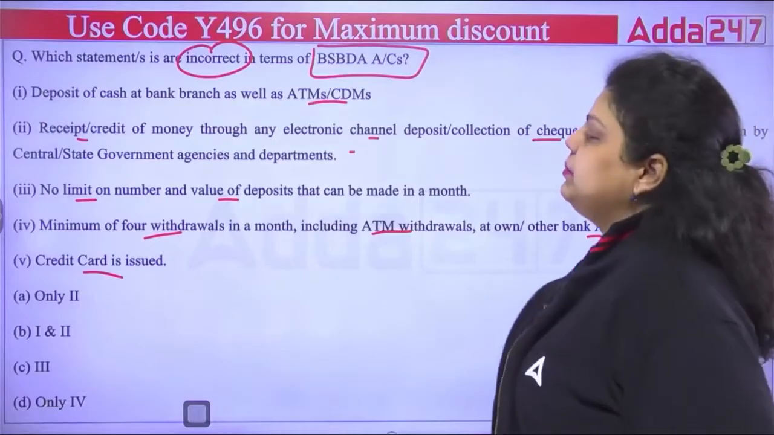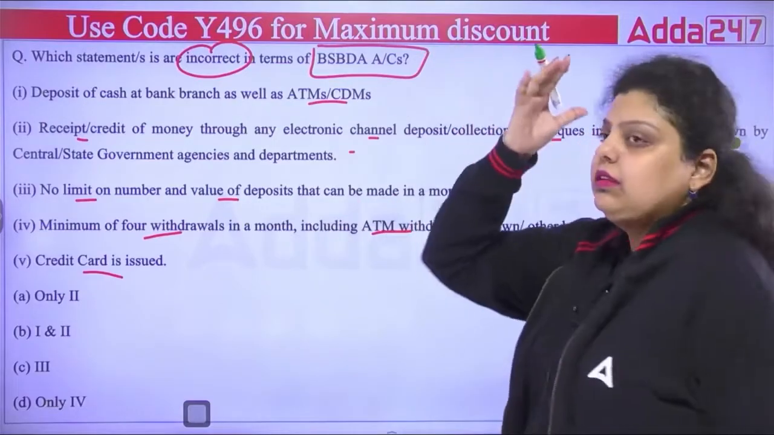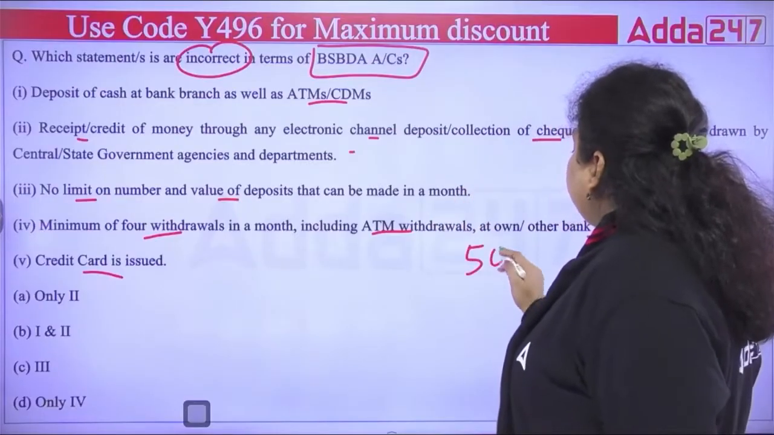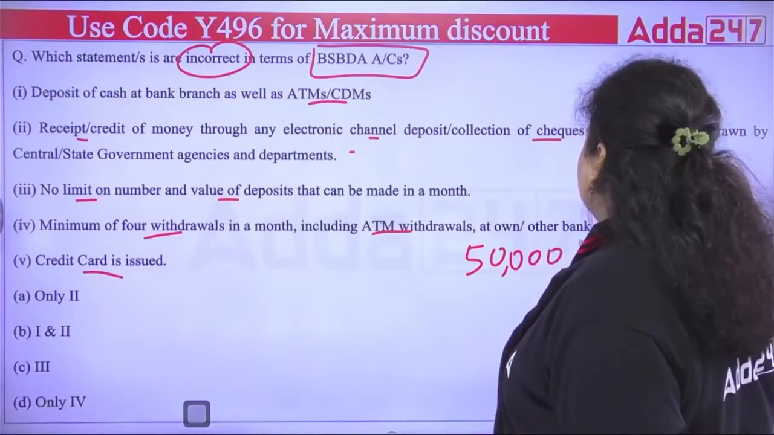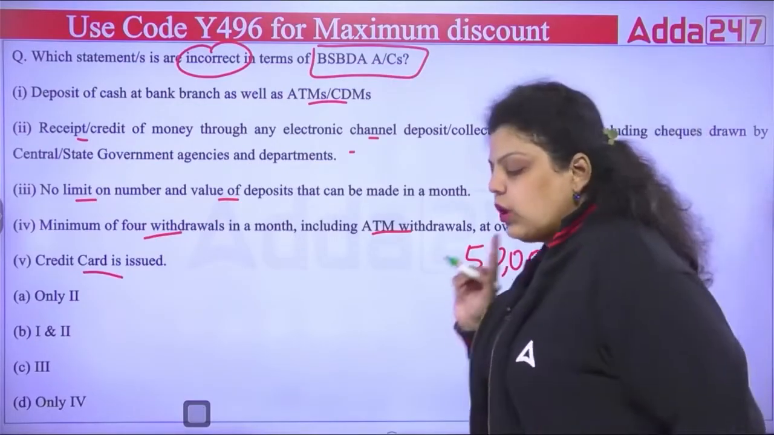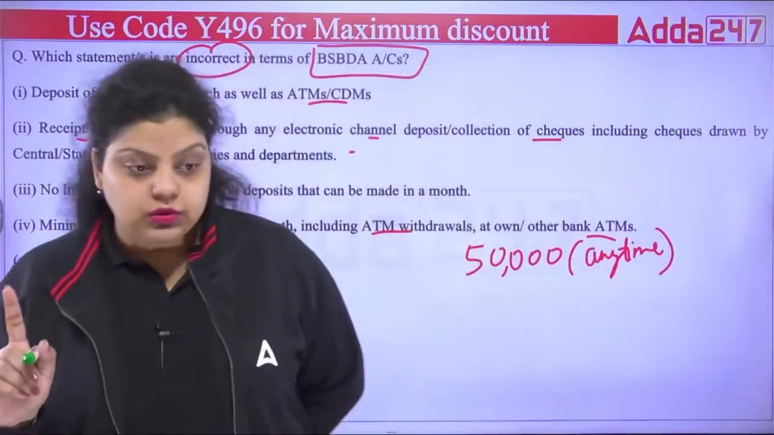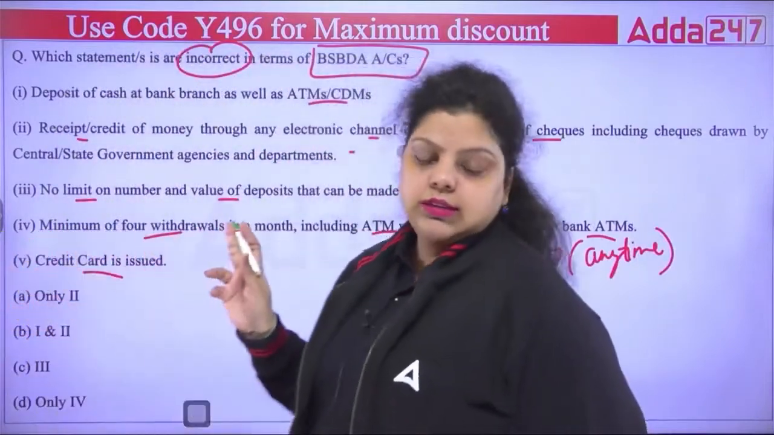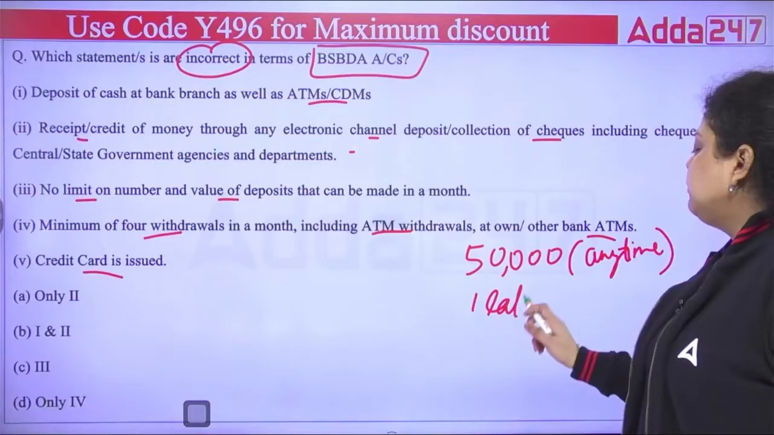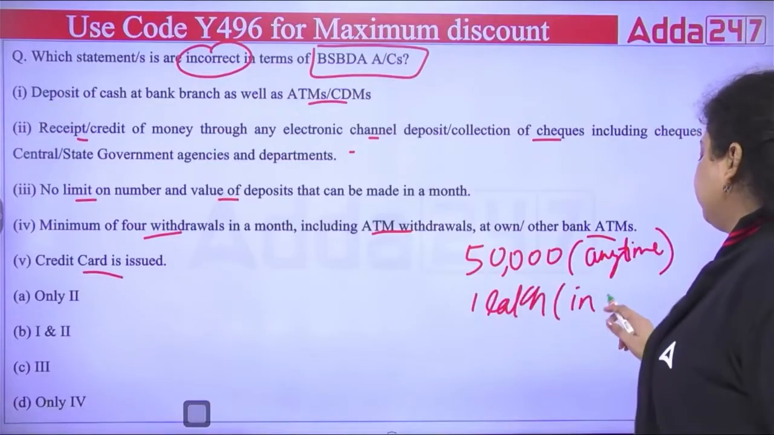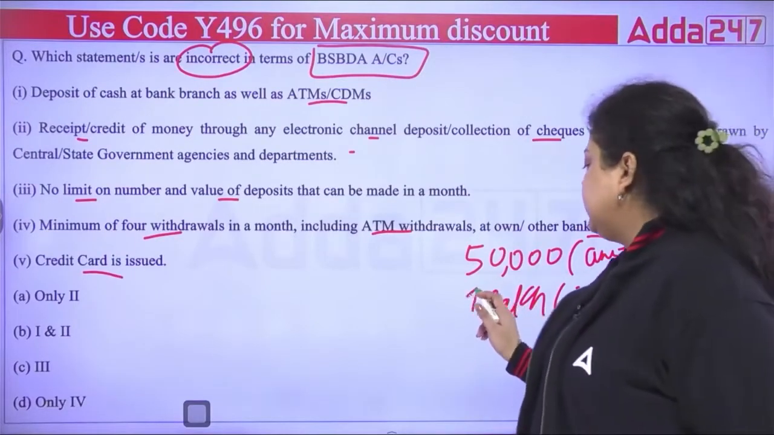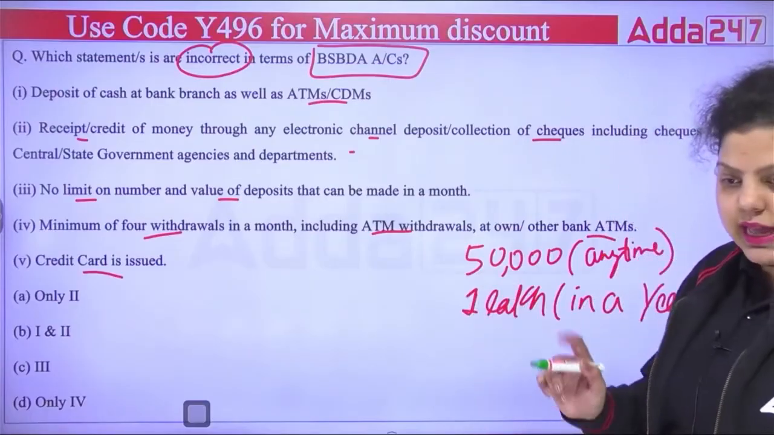See, in the BSBD account, there are certain conditions. It is also known as a small account. You can maintain 50,000 rupees, not more than that, anytime. In your account, the balance should not exceed 50,000 anytime, in any condition. This is the deposit limit. Second, you can take a loan of 1 lakh rupees in a year. Not more than that, a loan of 1 lakh will be provided to the customer in the BSBD account.